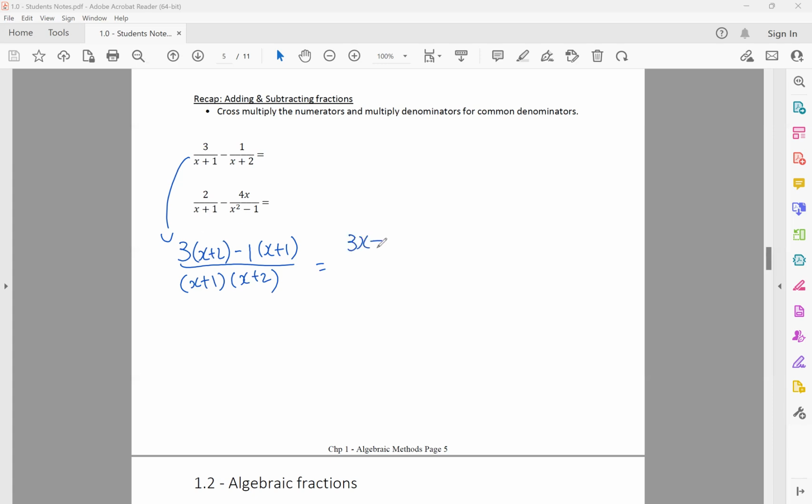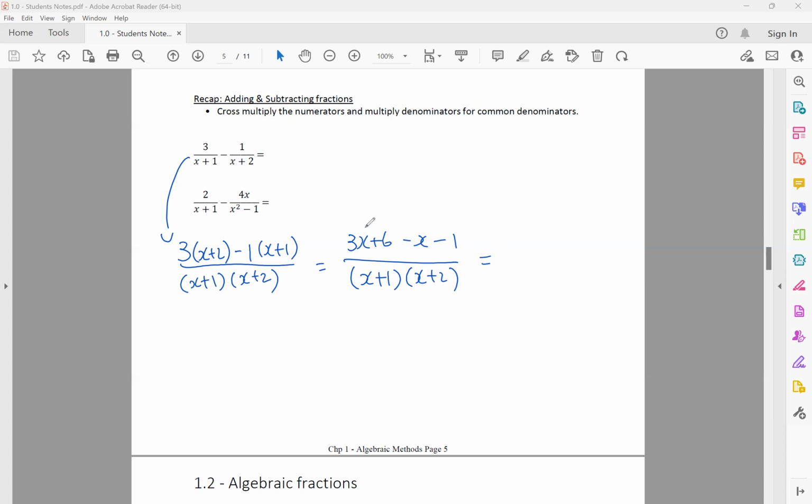So it'll be 3x plus 6 minus x minus 1, over. Now, we usually keep the denominator the same. We don't expand the denominator, because if there's anything we can simplify at the end, we can cross it out. So there's no point really to factorize it unless the question wants you to expand the denominator, which they rarely do. So just keep the denominator in factor form like this.